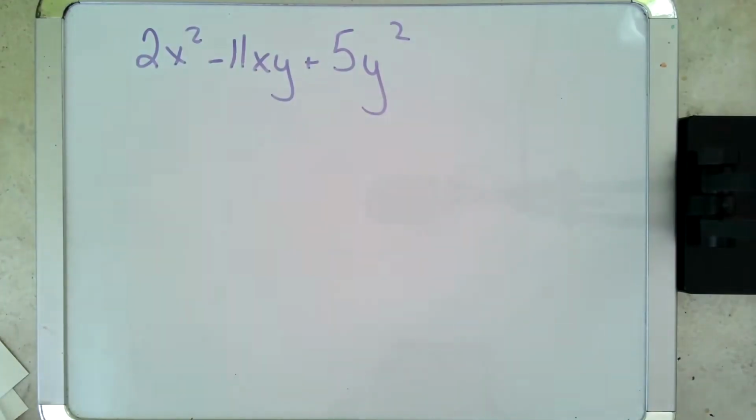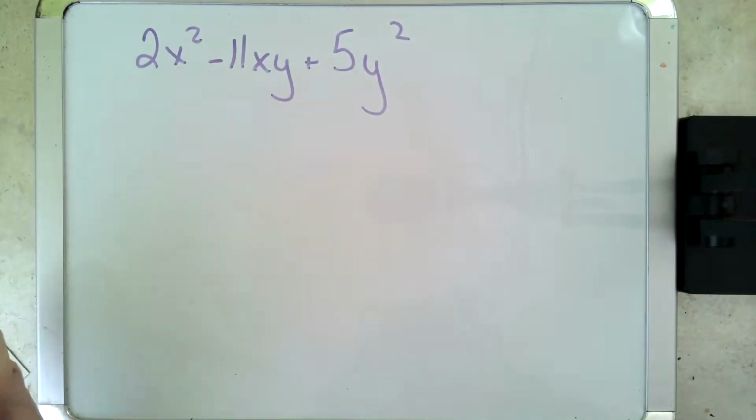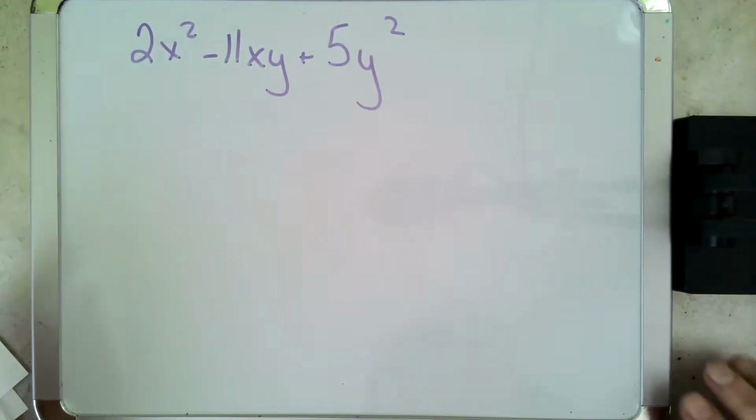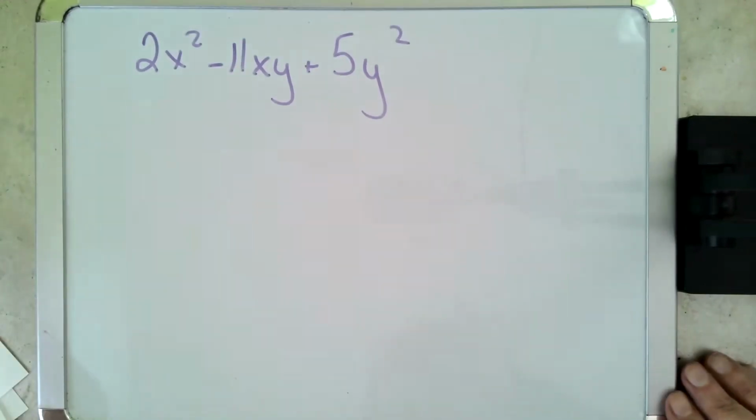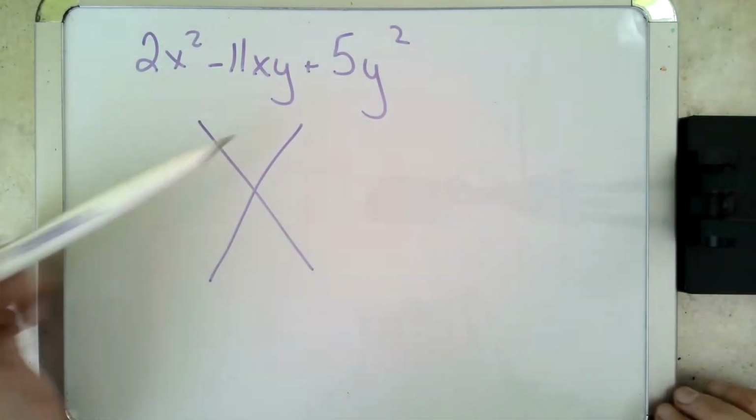So the expression in question was 2x squared minus 11xy plus 5y squared. Okay, well, let's see how this holds up if we put it in some of our favorite quadratic factoring methods. So I'm going to start with the x method. So my x method says what goes up top is AC.